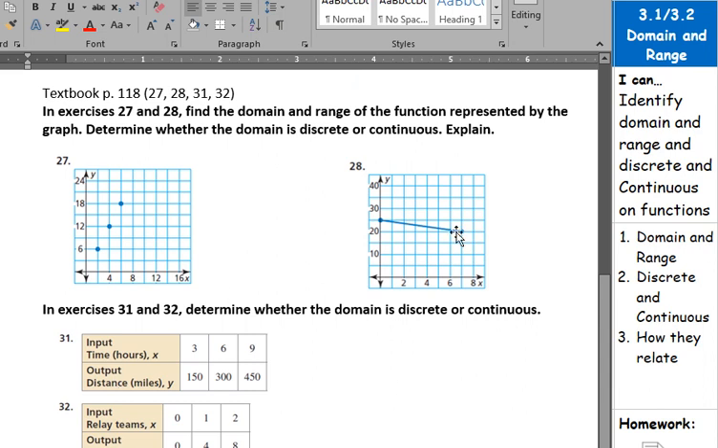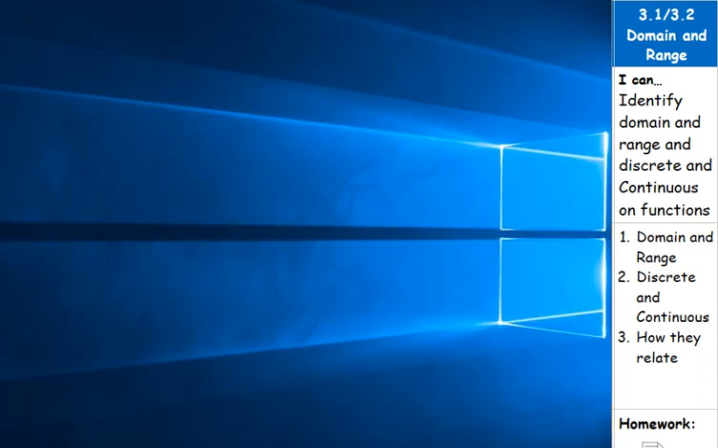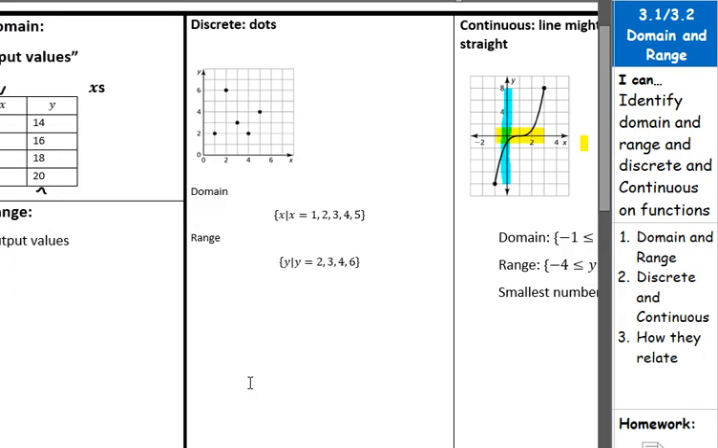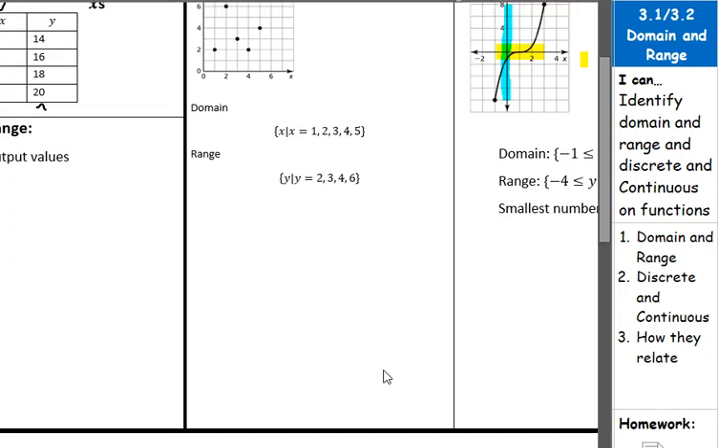The last thing we need to talk about is how do we know if something is discrete or continuous if we don't get a graph. Instead we just get a situation.